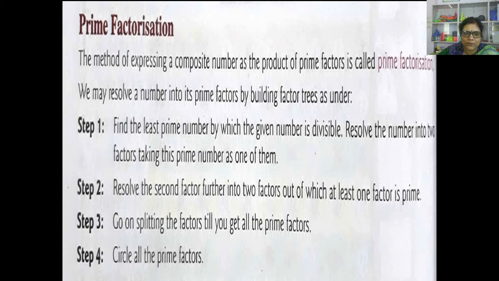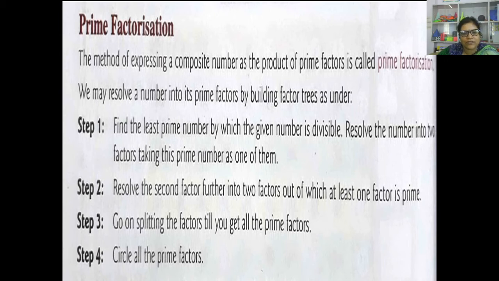If it is divisible by 2, then we divide and write 2 as a factor, and the quotient whatever comes. Then again that quotient is divided. If it is divisible by 2, again it is divided by 2, otherwise it is divided by 3, 5, 7, 11, 13 and so on. In this prime factorization, we are taking only the prime numbers.